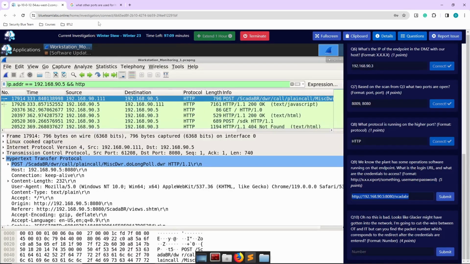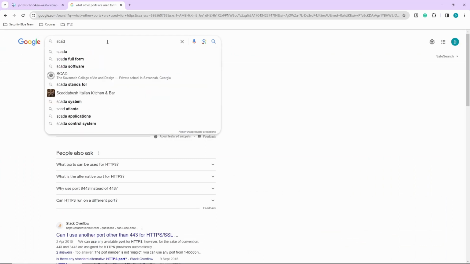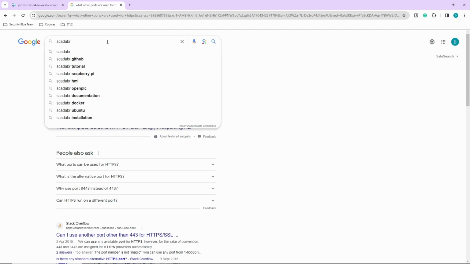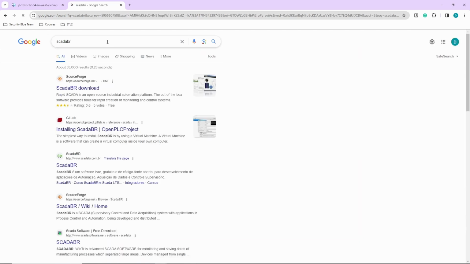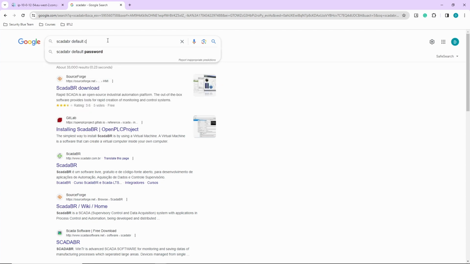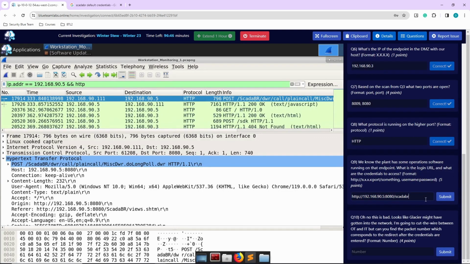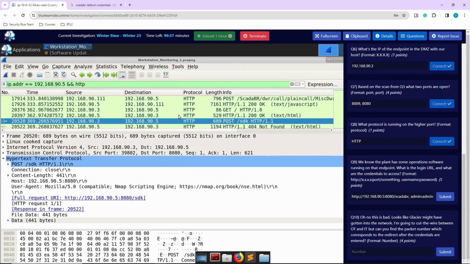So the credentials could be in here, but if I was a pen tester, what I would actually do is search SCADA BR. So it is an actual software. Then let's see if we can just Google default credentials. Both the default user ID and password are admin. Okay, let's give this a try, and if this isn't the answer, then we'll look through the PCAP. Admin. Okay, so it's not that.